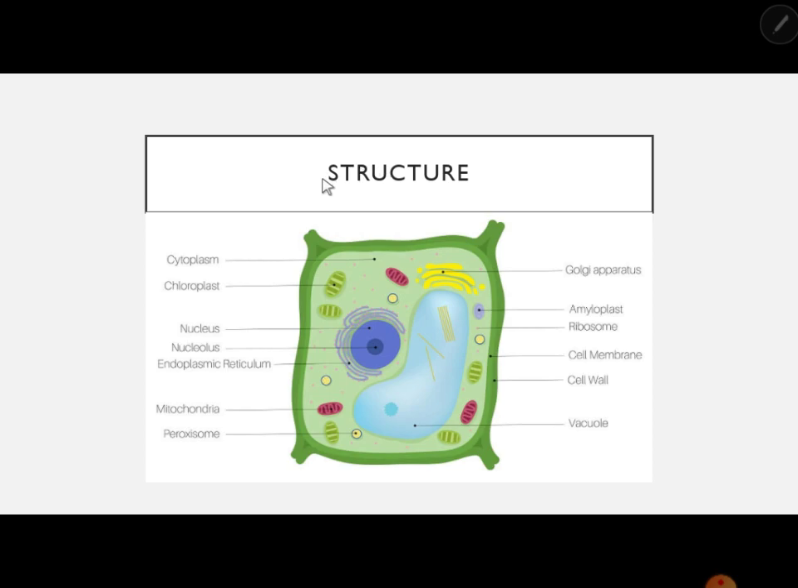A plant cell has a structure that looks like this. Inside, you are going to find the cytoplasm. You are going to find the Golgi Apparatus. You are going to find the chloroplast, the nucleus, the Endoplasmic Reticulum, the vacuole of the cell, and so many more.